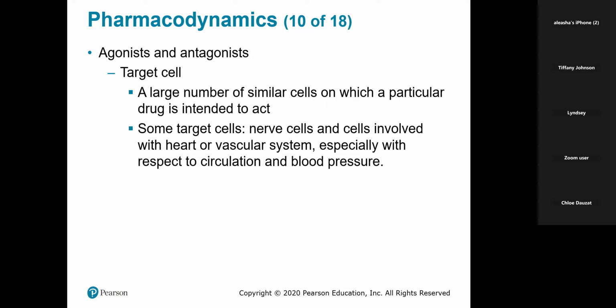So when we talk about agonists and antagonists, another term you need to know is target cell. When we talk about a target cell, even though it's singular in nature, we are not talking about a single cell. We're actually talking about a large number of similar cells that a particular drug is intended to act upon. Some of these target cells can be things like nerve cells and cells that are involved within the heart or vascular system, especially with respect to circulation and blood pressure. If we're talking about maybe an antidepressant, then we're trying to work on a group of cells within the brain rather than the heart, so on and so forth.